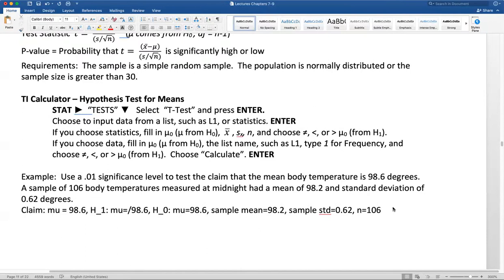All right, back to the lecture notes. The conclusion is that there is sufficient evidence to reject the claim that the mean body temperature is 98.6 degrees. You may think it sounds weird, as if something is wrong, because in common sense, 98.6 is the mean body temperature.